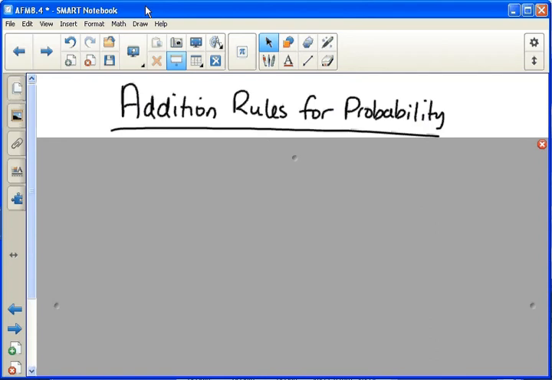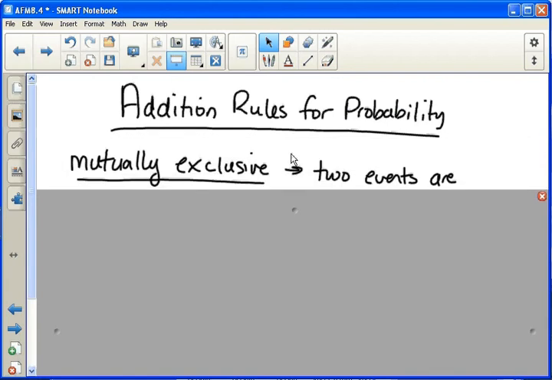These are called the addition rules for probability. The addition rules for probability are typically "or" questions. For example, what's the probability of doing A or B? What's the probability of drawing a red card or a black card? So whenever it's an "or" question, it tends to be one of the addition rules.